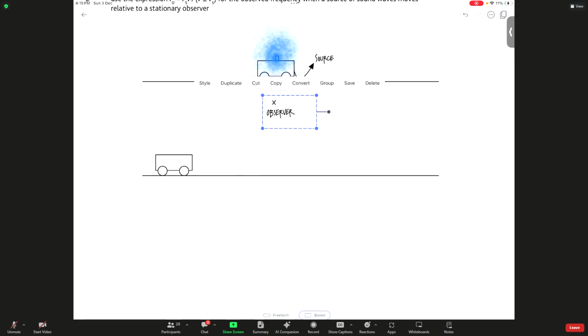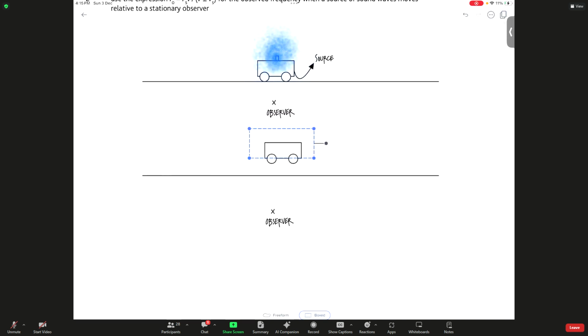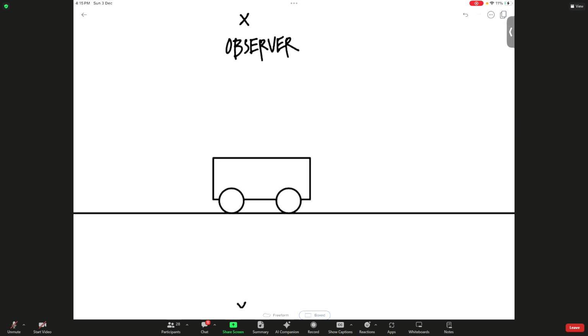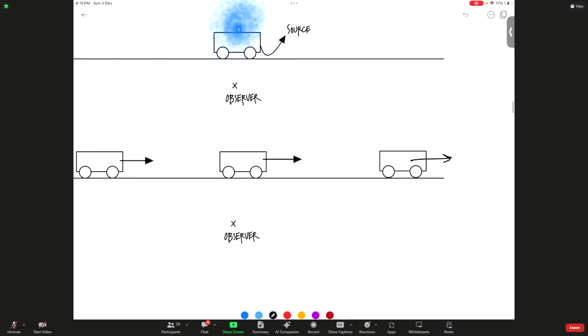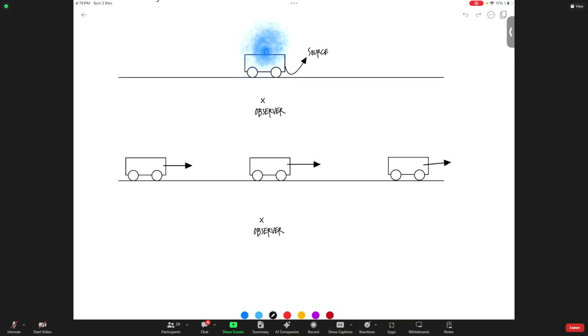So the observer is still here, and sound is coming from this vehicle. Let me draw the sound in terms of waves, not the one I've drawn above. Okay, so there are three scenarios, three things that can happen. One is the vehicle is moving to the right, so that is the direction of the vehicle movement, and it continues to move to the right. We need to see how does the sound change as this happens.